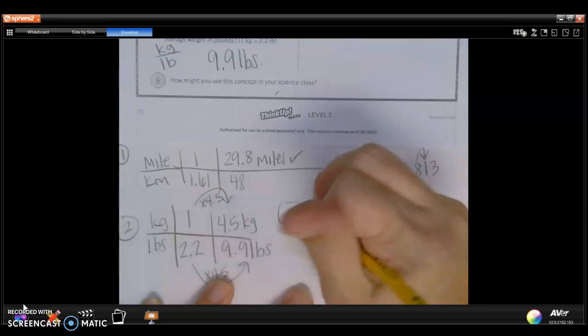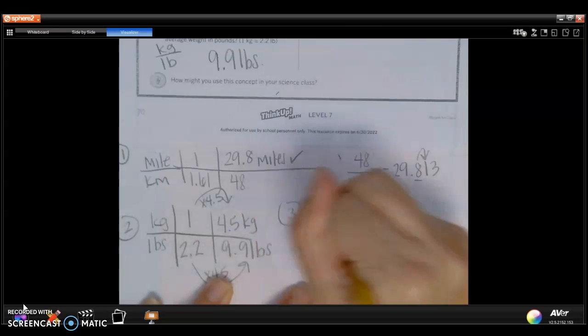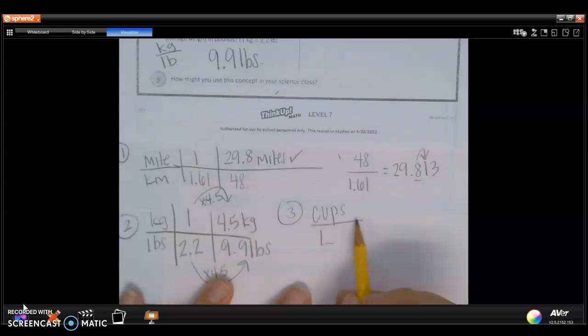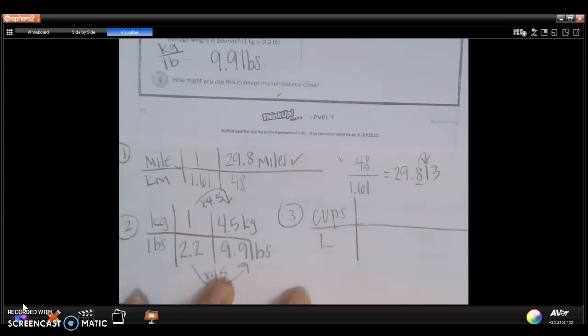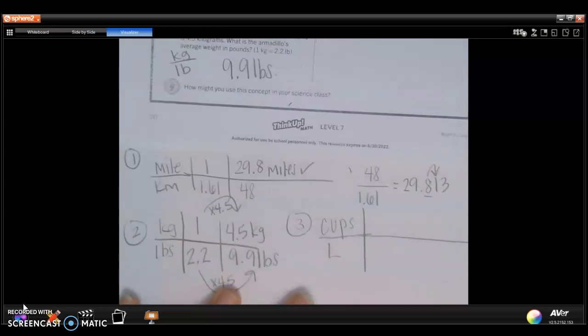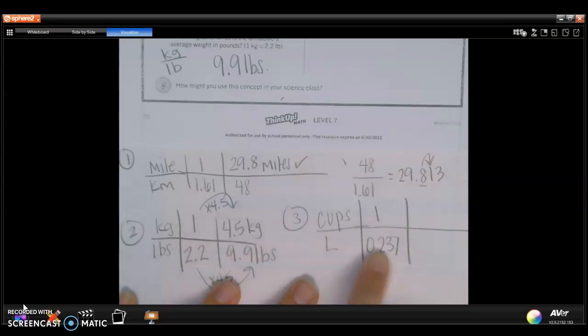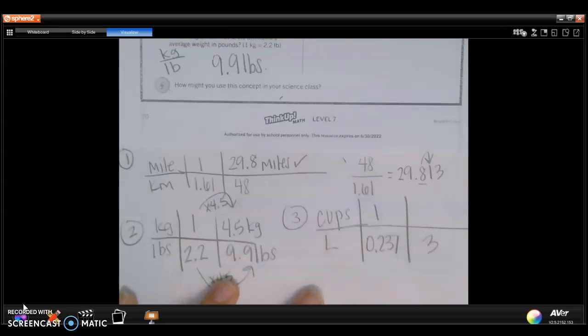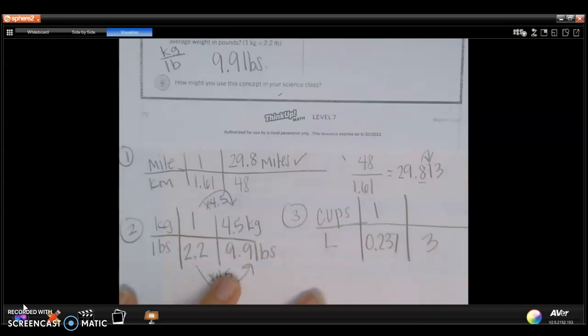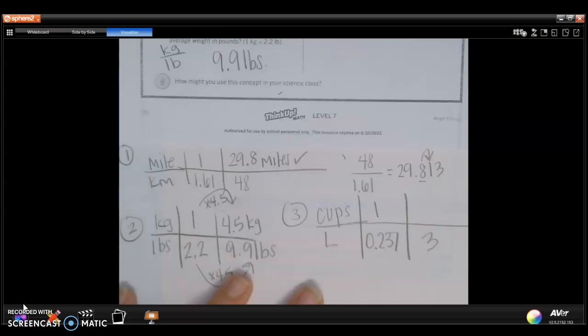Okay, we know that we're comparing cups to liters. Go ahead and set up my ratio table. My problem tells me that I have 1 cup, and that is equal to 0.237 liters. And I want to know how many cups are in 3 liters. Okay. How many 1-cup servings of milk are in a 3-liter carton of milk?